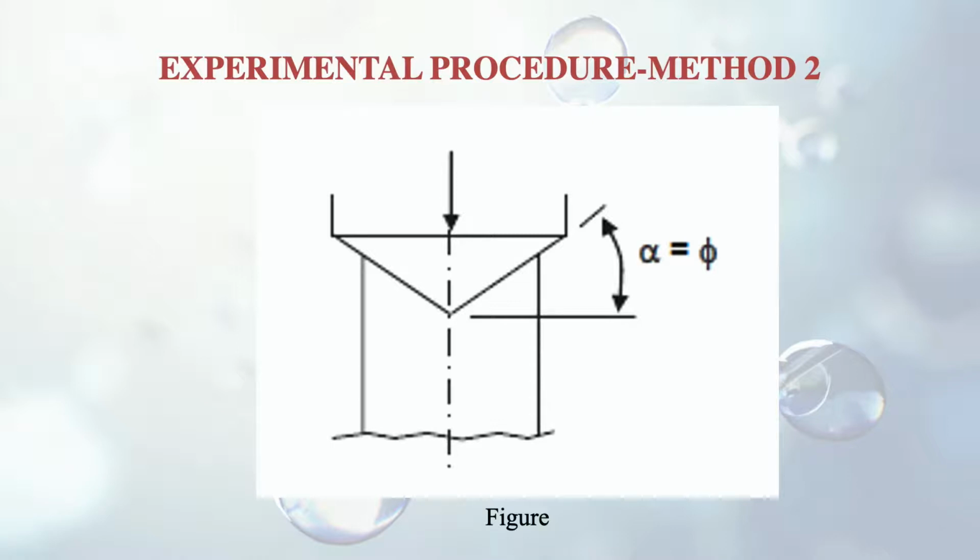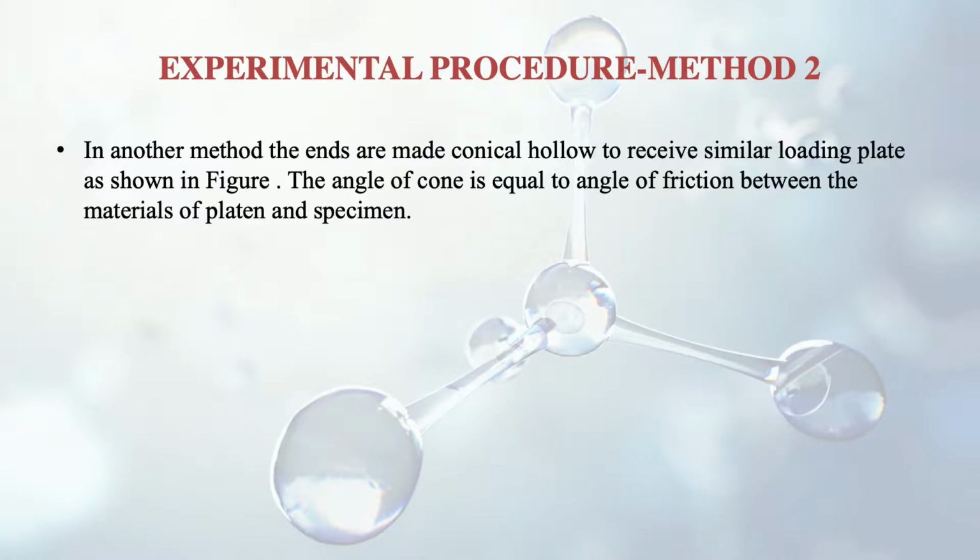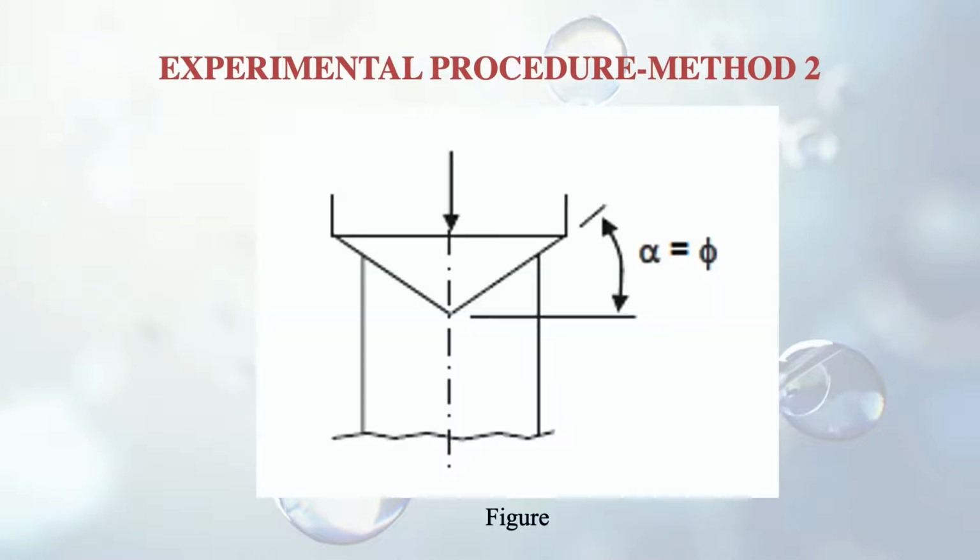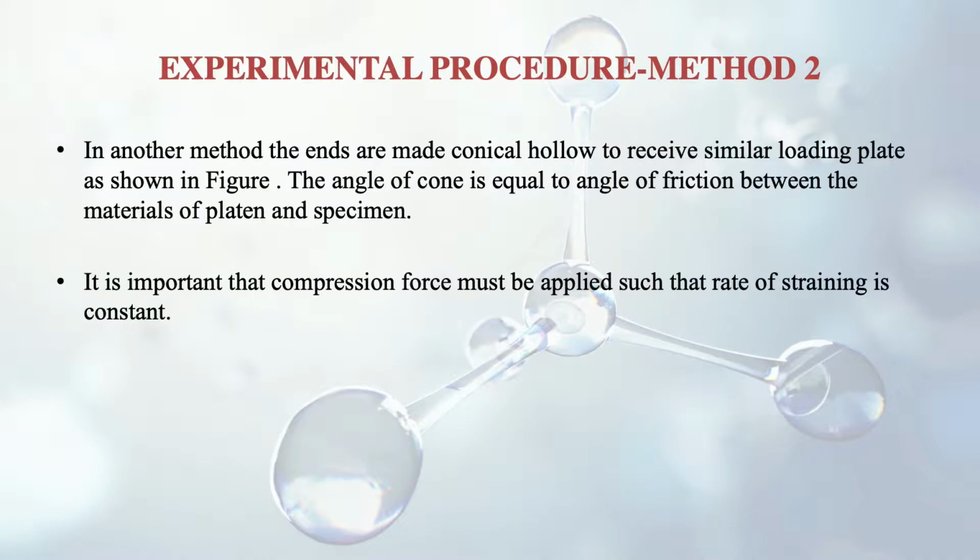This specimen and plate, you can see they are matching together, and both have a certain kind of shape so that they can fit together. And the angle of the cone is equal to the angle of friction. You can see here this is alpha and phi. So one is the angle of friction and one is the angle of the cone. Both have to be equal in order to properly match each other. It is important that compression force must be applied such that the rate of straining is constant. Yes, it is important, because otherwise if the straining keeps on changing, then the proper load will not be there and the proper contact between the two will also not be there.